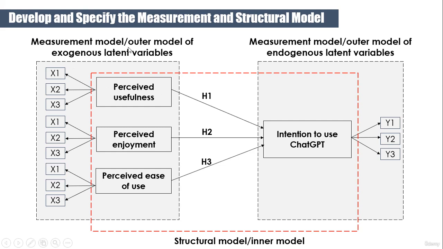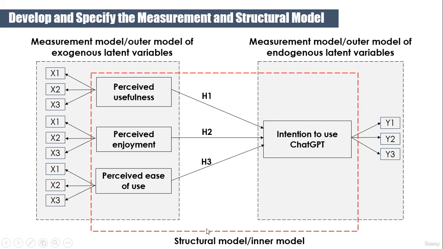So the measurement model is also called the outer model in Smart PLS 4. So this is called the outer model. That means the relationship between latent variables and items or indicators. This relationship is called the measurement model. Here, the relationship between the measurement items and latent variable or construct is called the measurement model. It is also called the outer model.